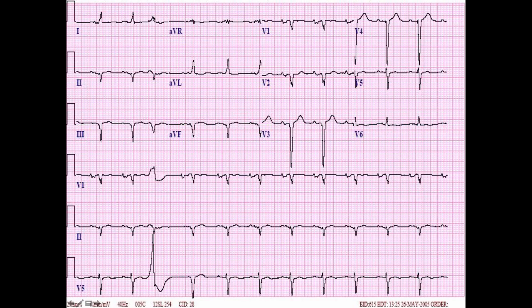And I am ignoring this complex here, this complex here, this complex here, this complex here. If we go all the way down, remember this vertical line happens all at the same time. It's a big old PVC right there. And we do not want to be doing interpretations on aberrant beats and on PVCs or PACs or PJCs. So we're going to focus on the first two complexes here.